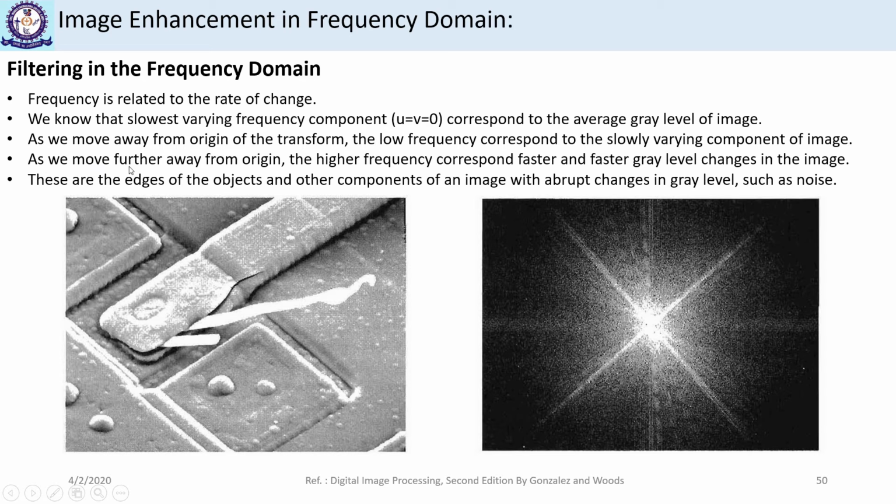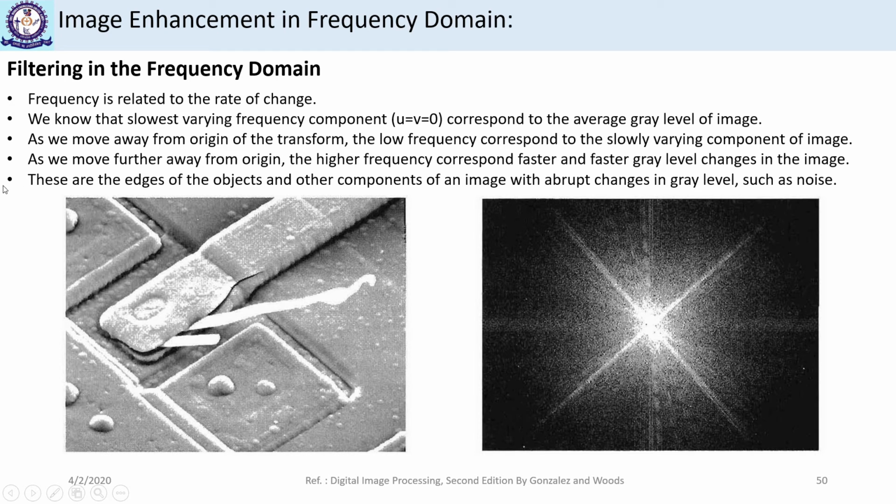As we move further away from the origin, we have larger values of u and v. That means larger values of frequency. So that represents higher frequency, and higher frequency corresponds to a faster rate of change of gray levels. So as we go away from the origin, that represents a faster rate of change of gray levels.